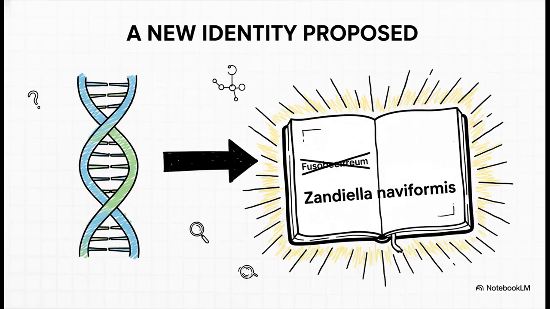So, this massive genetic difference, now confirmed with all our modern whole genome sequencing tools, is what's behind the 2024 proposal to rename it Zandiella naviformis. And look, this isn't just some academic debate. This has very real, very practical consequences for every single one of us working in a diagnostic lab.